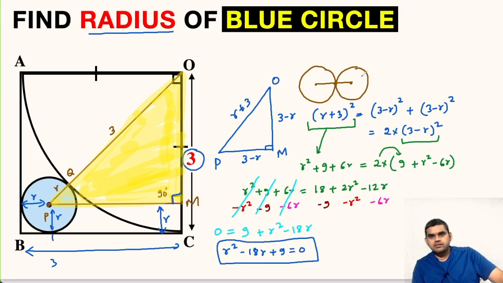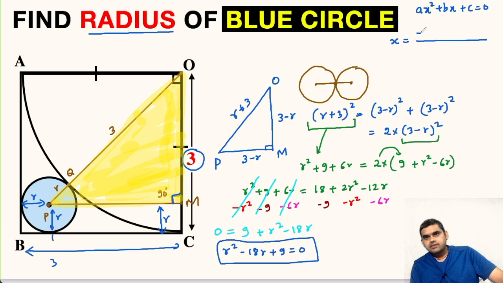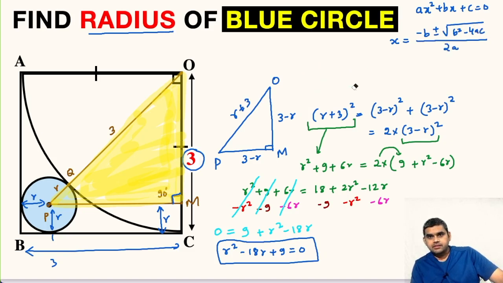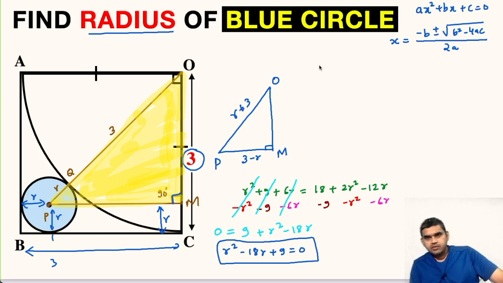To do so, we will use the quadratic formula. We know that if we have a quadratic equation ax square plus bx plus c equal to 0, then its roots or the solution is given by the formula x equals minus b plus minus square root of b square minus 4ac upon 2a. Let me erase this text. So using quadratic formula, we will get R equals minus of negative 18 plus minus square root of 18 squared minus 4 times 1 times 9 upon 2 times 1.